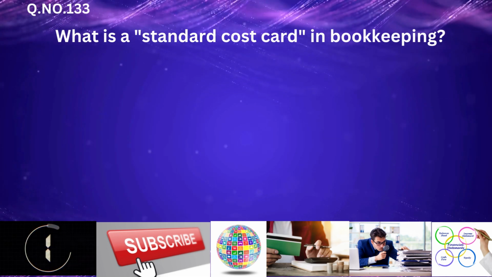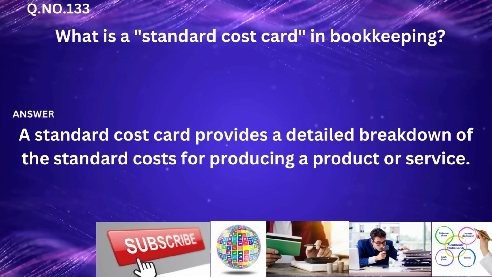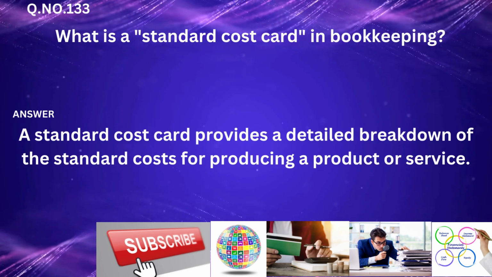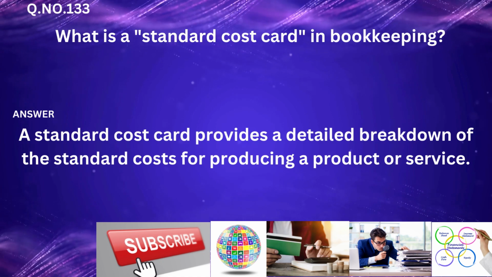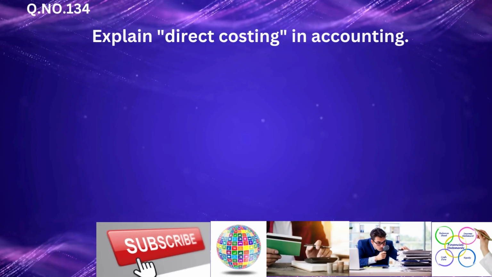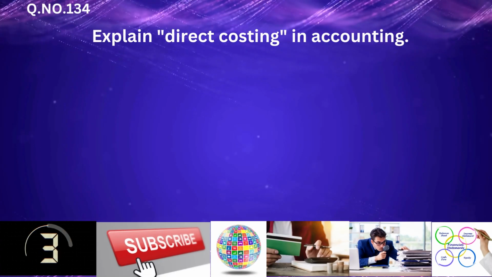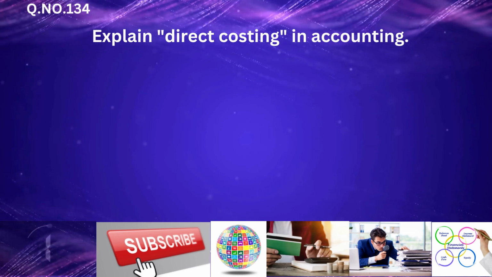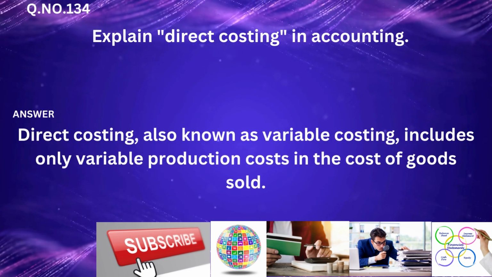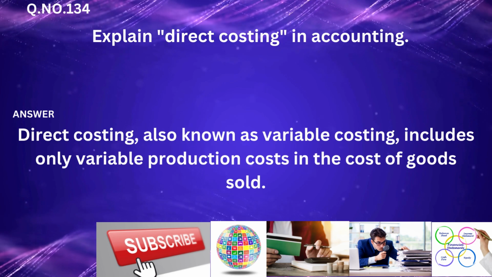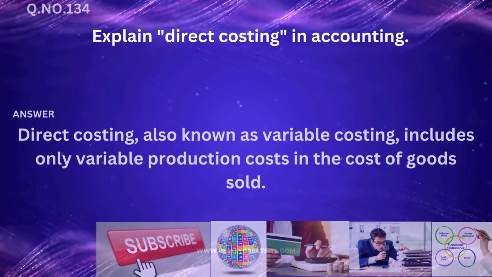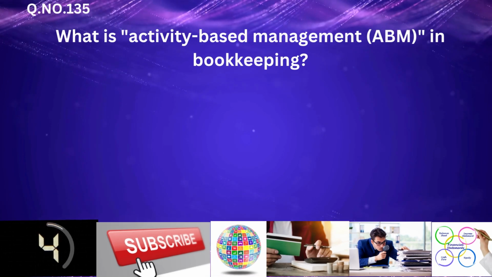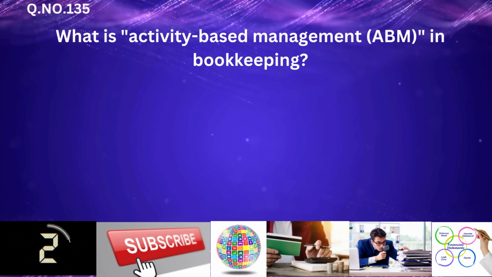Question 140. What is opportunity cost in accounting? Answer: opportunity cost is the value of the next best alternative that is foregone when a decision is made. Question 141. Explain the time value of money in bookkeeping. Answer: the time value of money recognizes that a sum of money today is worth more than the same sum in the future due to its earning potential.